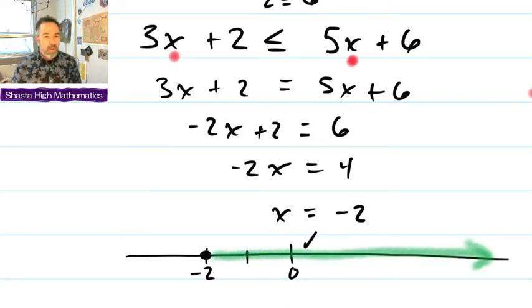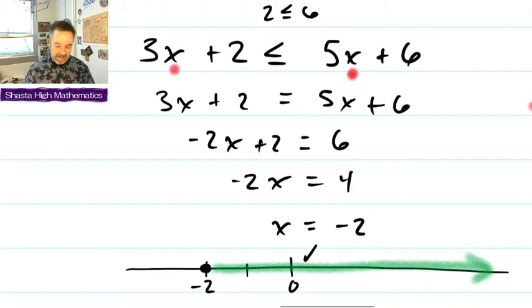Now, we're pattern recognizers, and a lot of us do a few of these, and we start to see, oh, it just seems like I just have to look at this. If it's less than, I'm going to go to the left. If it's greater than, I'm going to go to the right. The reason why I want you to be aware of this idea of getting the boundary and testing is because that's clearly not the case here. Now, I'll explain why that's not the case. It's not the case because of what we just talked about over there. But my solution here is x is anything that is greater than or equal to -2.